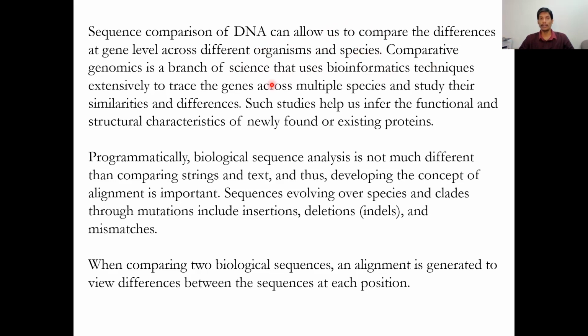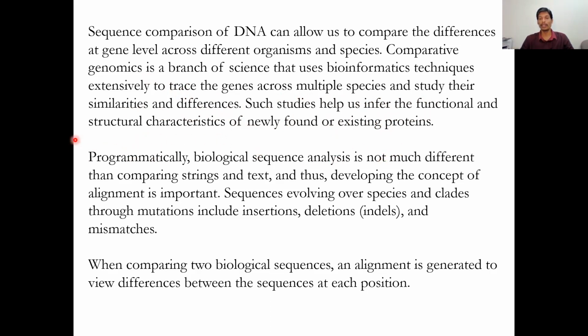So comparative genomics is a branch of science that uses bioinformatics techniques extensively to trace the genes across multiple species and study their similarities and differences. Especially, it will compare all the genes and genomes of the different species, in order to understand the differences and similarities of the species. Such studies help us in inferring the functional and structural characteristics of newly found or existing proteins.